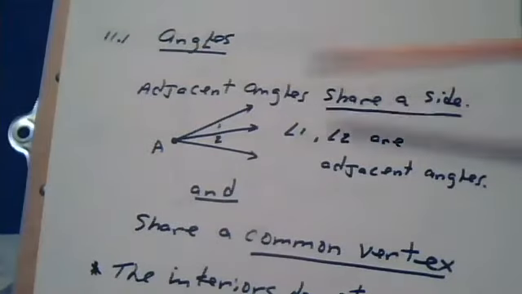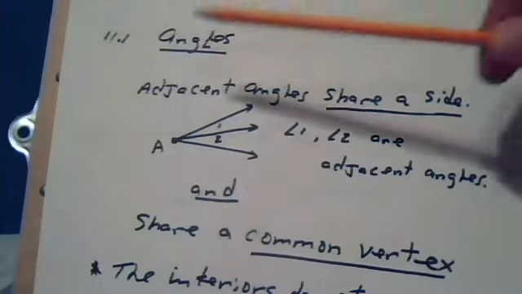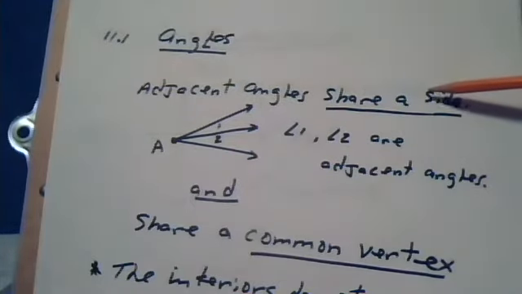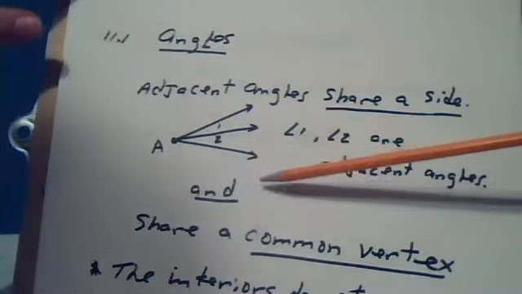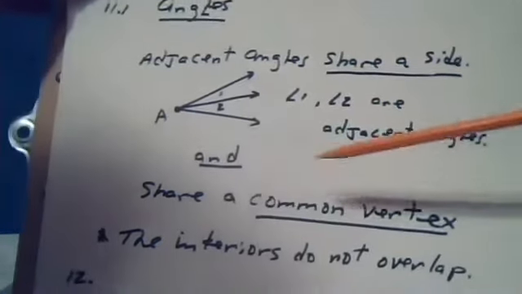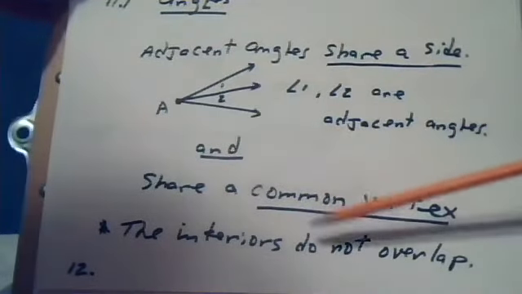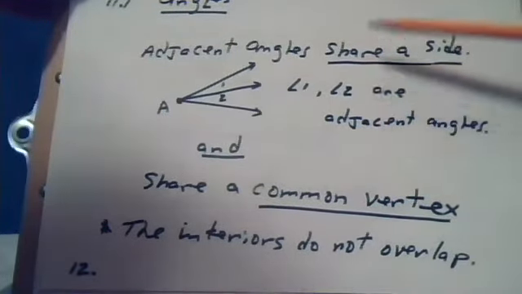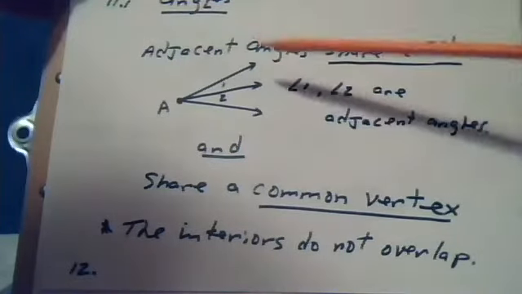Adjacent angles are angles that are next to each other, but in a very specific way. Adjacent angles share a side. Angle 1 and angle 2 are adjacent angles and share a common vertex. And the interiors do not overlap. So all these requirements have to be present for the angles to be considered adjacent angles.